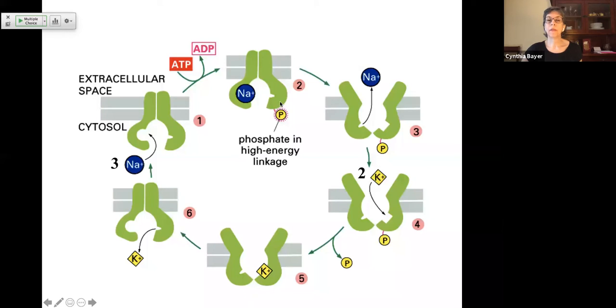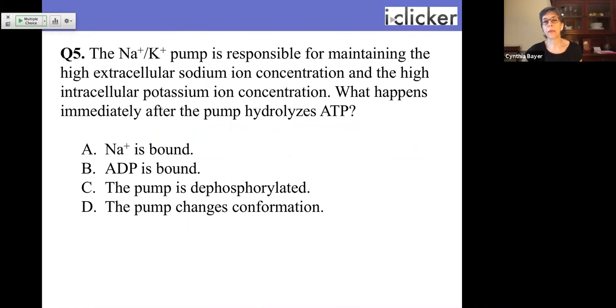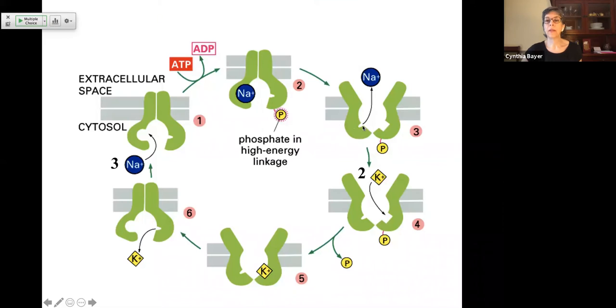When the protein phosphorylates itself, it causes a change in the shape of the protein. That change in the shape of the protein will allow the sodium ions to be released into the extracellular space of the cell. The reason for that is the change in shape causes those sodium ion binding sites to have less affinity for the sodium ions, so they're released. But that change in shape also exposes some high affinity potassium ion binding sites.